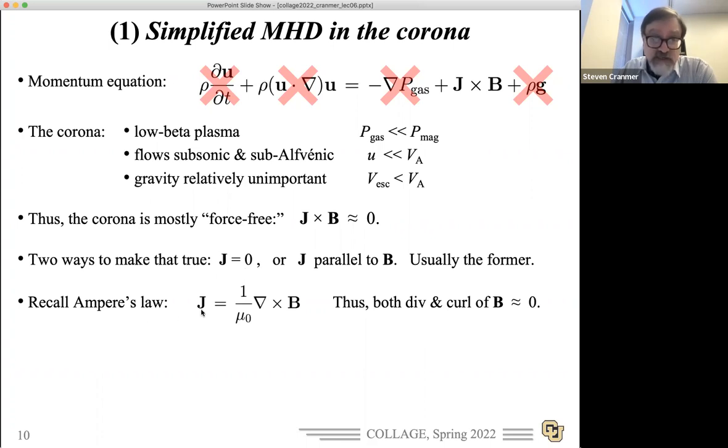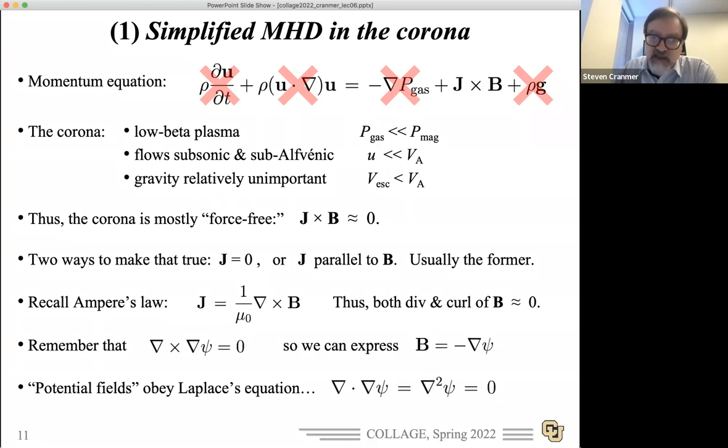In ideal MHD, the current density is proportional to the curl of B. But of course, we also know that the divergence of B always has to be equal to zero. So both the div and the curl of B have to be zero in this zero current situation. And we can start to think what that really implies from vector analysis, right? If the curl of B has to be zero, we know that the curl of the gradient of a scalar is always equal to zero no matter what. So this means that we can express the magnetic field as the gradient of a scalar function.